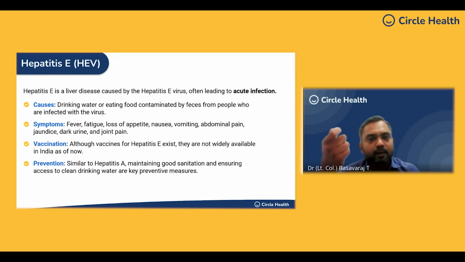The symptoms compared to hepatitis A, the symptoms due to hepatitis E can be less, and it will subside by itself.